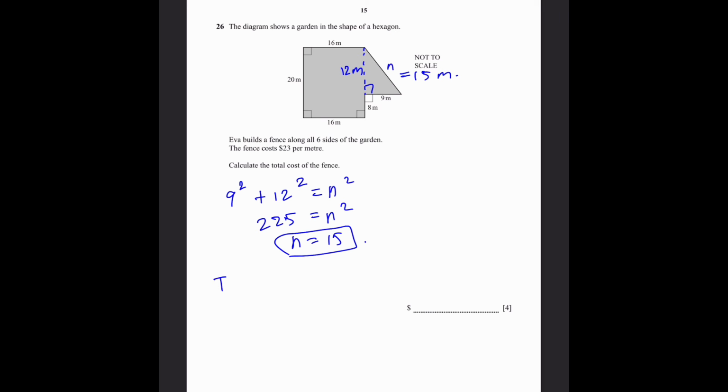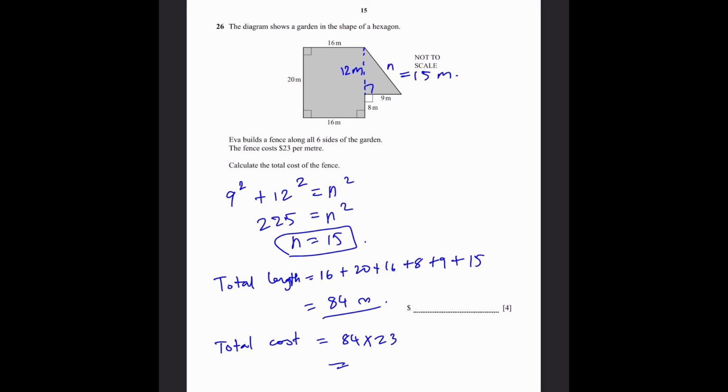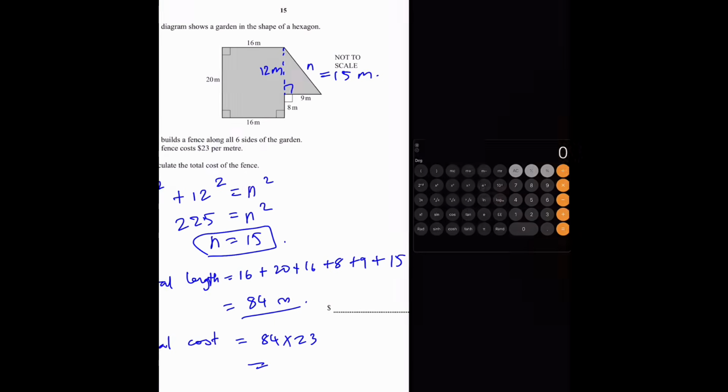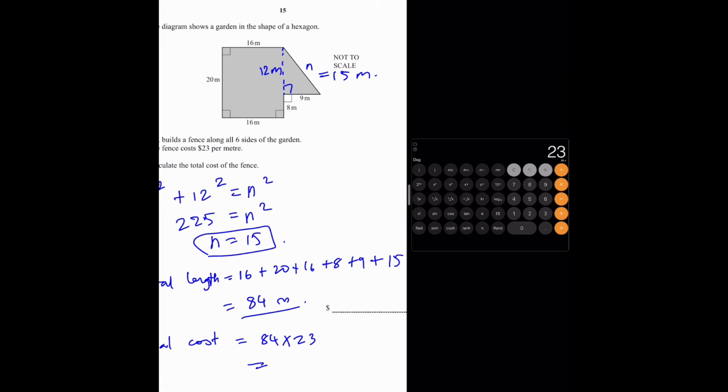Now, the total length of the fence will be equal to just the perimeter. 16 plus 20 plus 16 plus 8 plus 9 plus 15. Now, doing this, we get 84 meters. And the total cost of building the fence will be 84 times 23 because it's 84 meters and $23 per meter. We just use a calculator for this to get $1,932, and that's our answer.